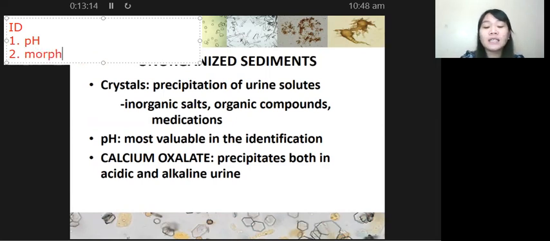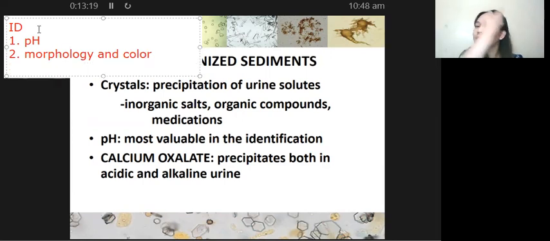Another is, of course, the morphology and color of your crystals. Okay, so actually all of them have unique appearance. They have unique morphologies, they have unique appearances under the microscope. Okay, and apart from that, the color of your crystal will also tell us what kind of crystal are we looking at. Okay, so iba-iba po sila ng description na ginagamit. So we will be discussing that as we go along the different crystals which may be present in your urine sample.